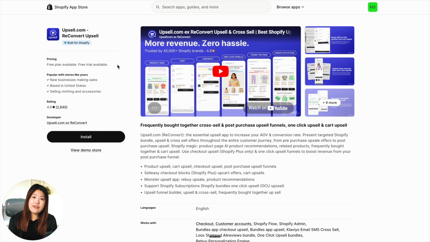So if you already have traffic and you're getting some sales, but you feel like you're leaving money on the table, this is one of the easiest ways to fix that without needing more customers.